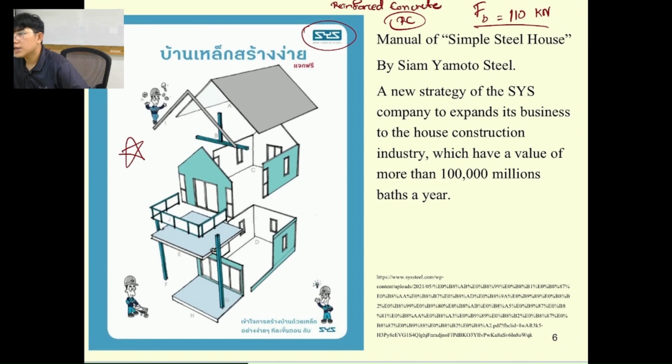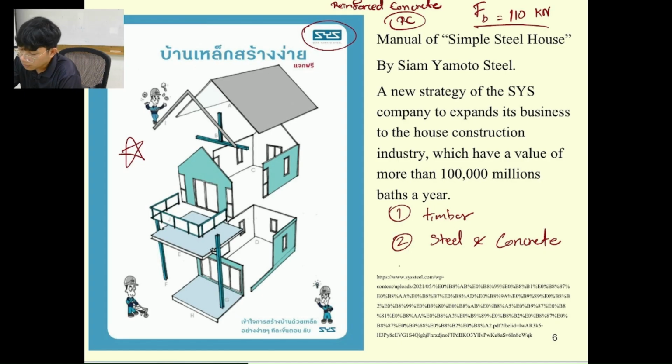I think I divide construction into 3 phases for now. The first is the good old days, which means we used a lot of timber. We used a lot of wood to construct. After about 20 years, we changed to phase number 2, where we use a lot of steel and concrete.